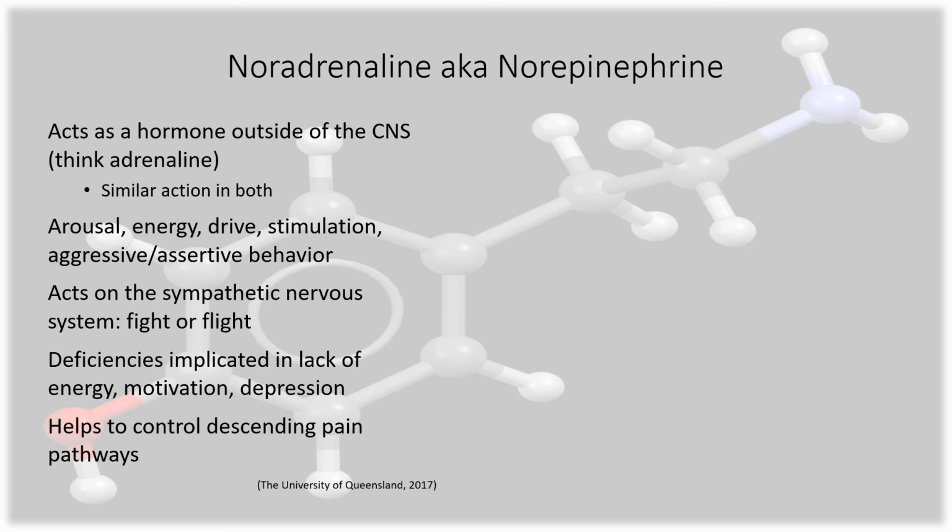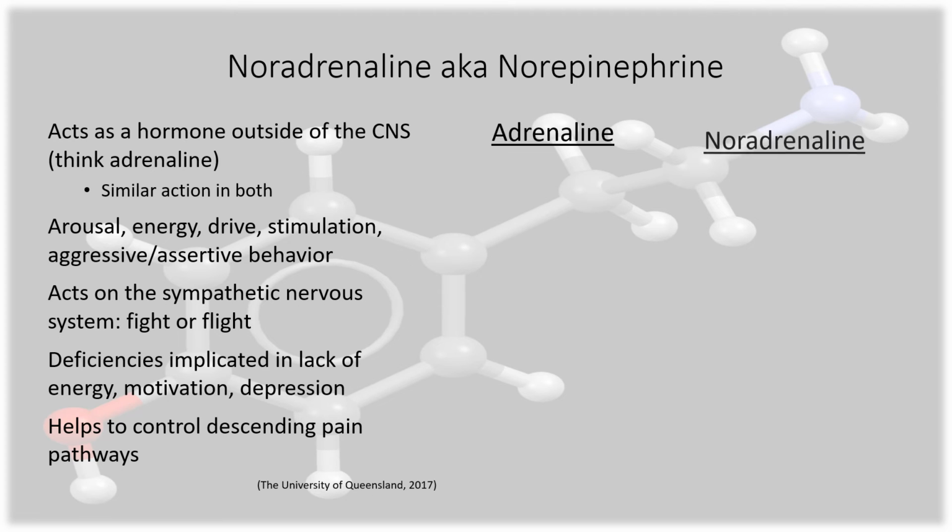Norepinephrine acts in the sympathetic nervous system as fight or flight, as a chemical reaction that is important in survival, but is detrimental when the sympathetic nervous system is always on alert, which will be talked about more in other PowerPoints. Deficiencies of norepinephrine can be implicated in a lack of energy, motivation. It can create depression. It helps to control the descending pain pathways.